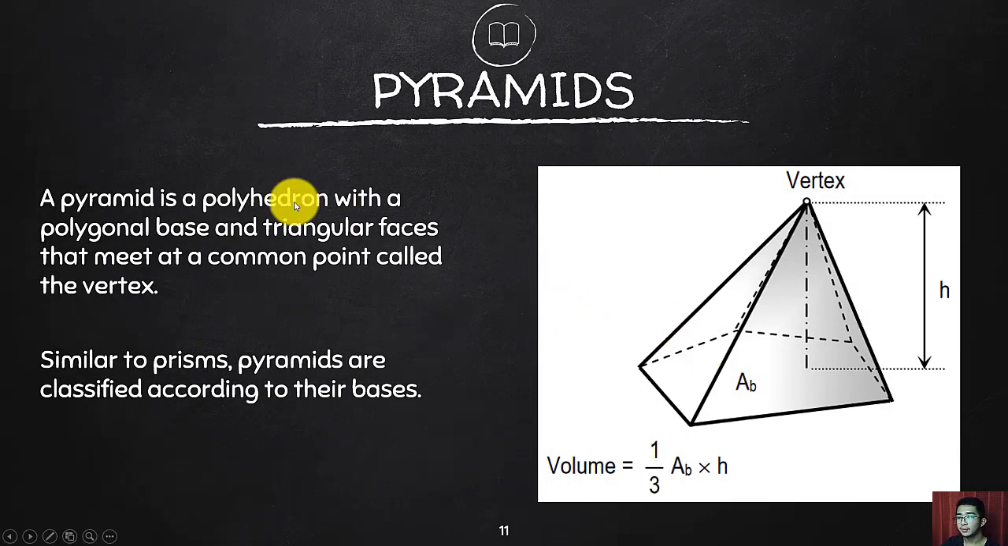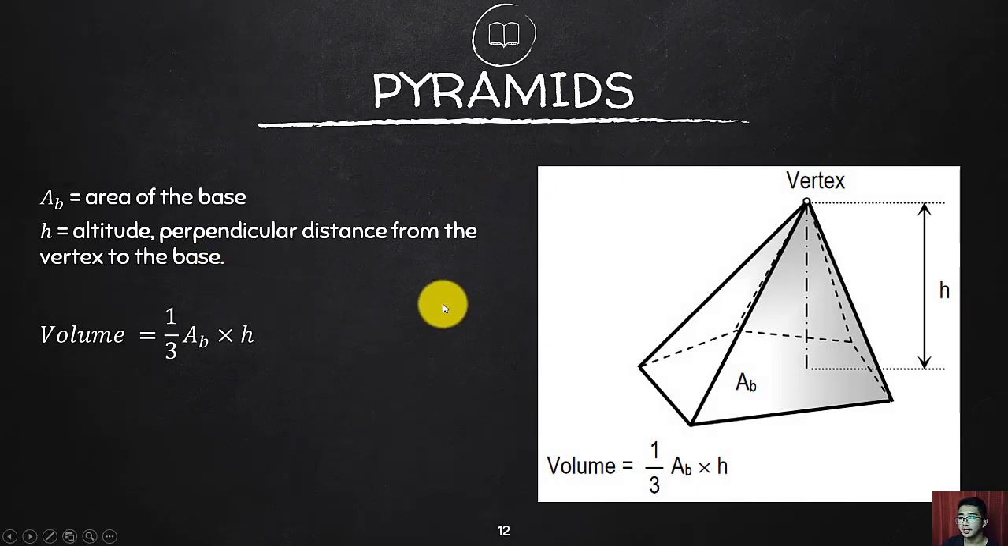Okay, because a pyramid is a polyhedron with a polygonal base and triangular faces that meet at a common point called the vertex here. Similar to prisms, pyramids are classified according to the bases. So what type of pyramid is this? How many sides does the base have? 1, 2, 3, 4, 5. So it's a pentagon.